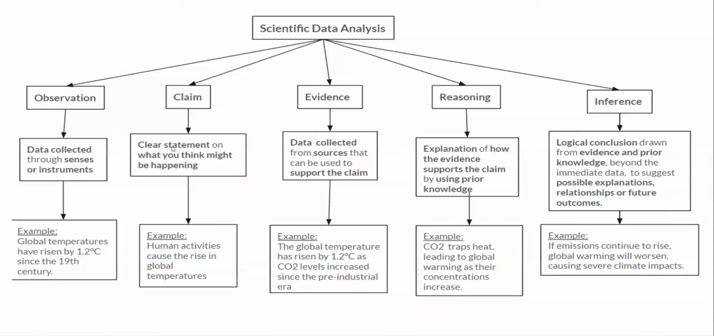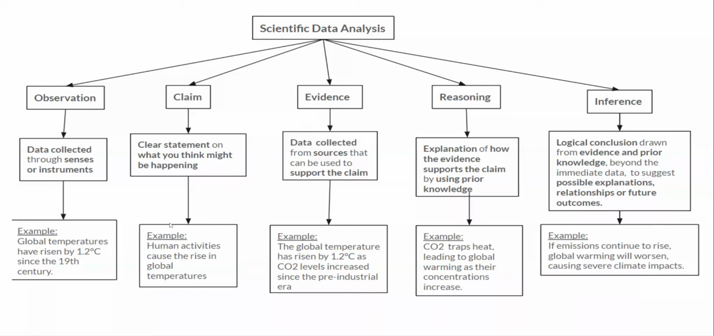A claim is a clear statement on what you think might be happening. So, if we observe that temperatures have risen by 1.2 degrees Celsius since the 19th century, we can make a statement about what might be happening by saying, well, human activities may be causing the rise in global temperatures. And this statement can help you experiment and figure out whether your statement is true, and even to prove your statement with evidence or refute that statement with evidence so you can make new statements or new claims.